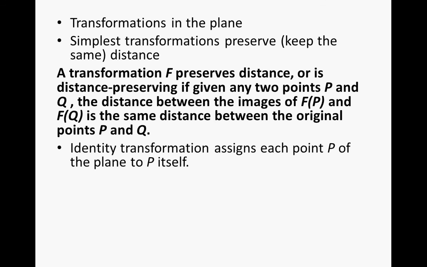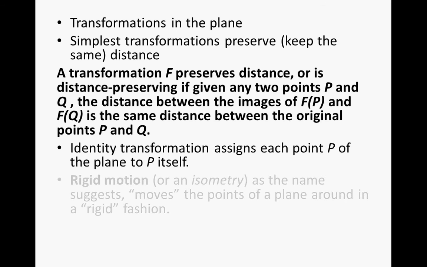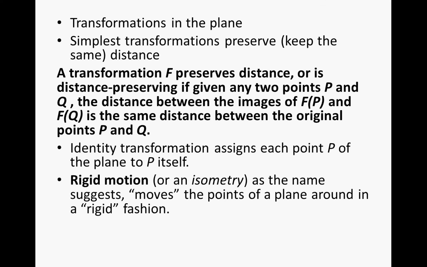An obvious example of this kind of transformation is called the identity transformation, which assigns each point P of the plane to P itself. The main purpose of this module is to introduce many other distance-preserving transformations and show why they are important in geometry. A distance-preserving transformation is called a rigid motion, or an isometry, that, as the name suggests, moves the points of a plane around in a rigid fashion.